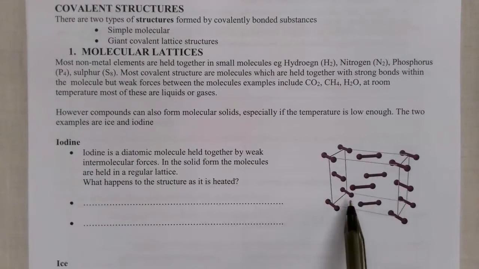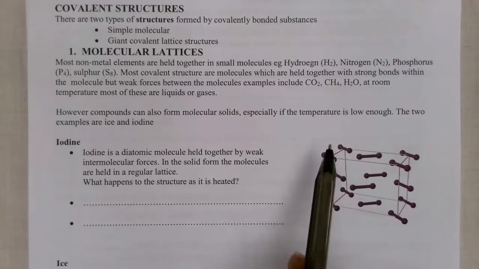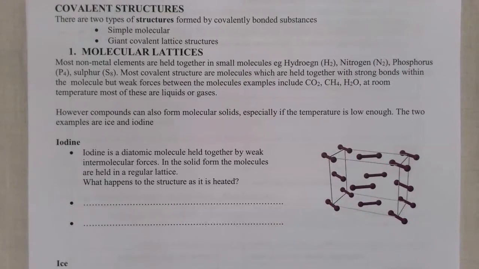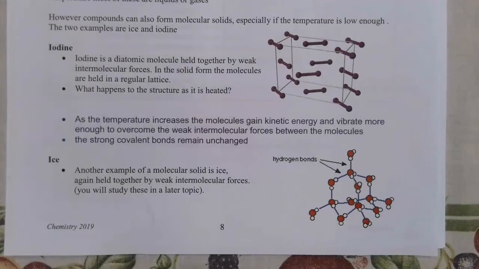So when the iodine melts, we're only overcoming the weak intermolecular forces between the molecules and not the strong covalent bonds in the molecules. It's important that you know the difference between those two things. So as the molecules gain kinetic energy, they eventually are able to overcome these weak intermolecular forces and turn from a solid, in this case, directly into a gas, because iodine sublimes.